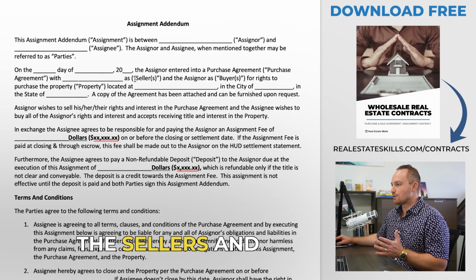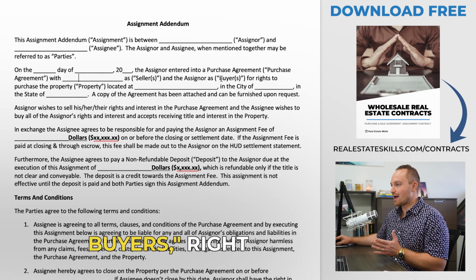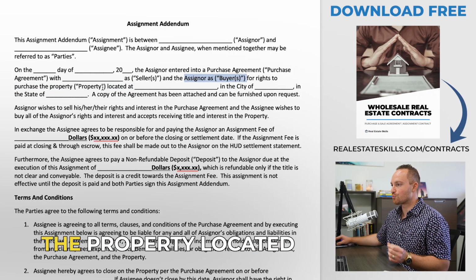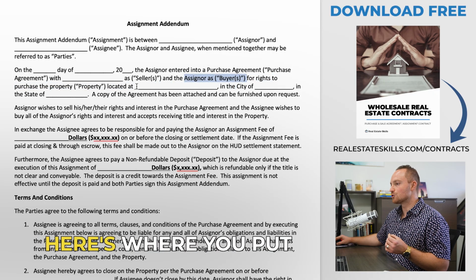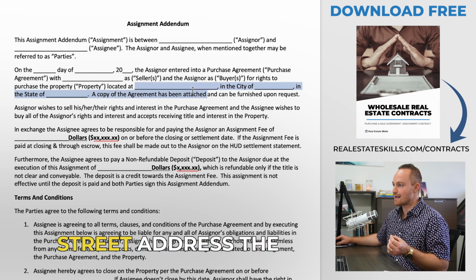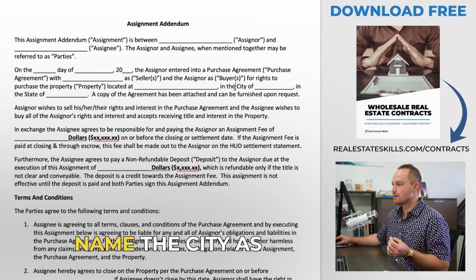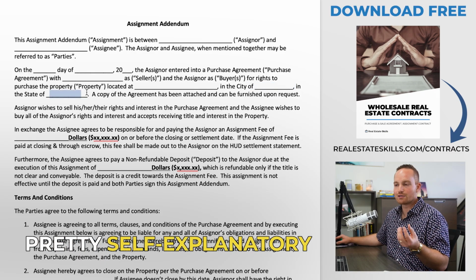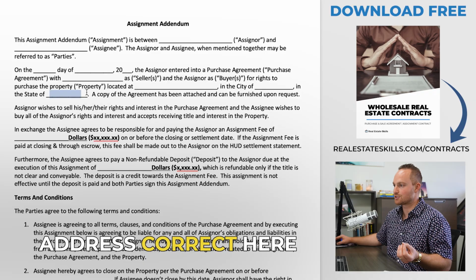It says with the sellers and the assignor as buyers, right? Remember, the assignor is the buyer on the purchase agreement for rights to purchase the property located at, and then here's where you put the property address. So you put the street address, the number, and the street name, the city, as well as the state here. Pretty self-explanatory. Make sure you get the property address correct here.